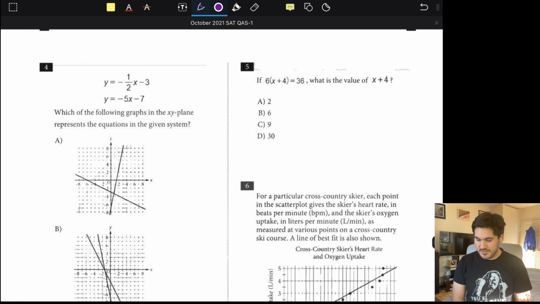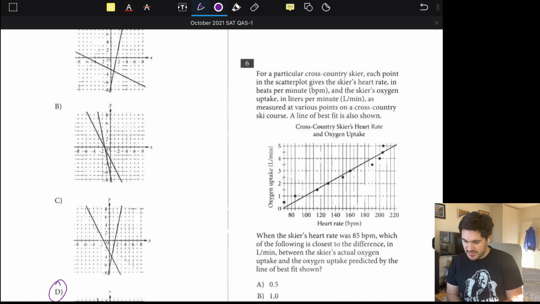Number 5, if 6 times (x plus 4) equals 36, what is the value of x plus 4? Well, if we just divide both sides by 6, we're going to get x plus 4 equals 6. So B is the answer. Cool.